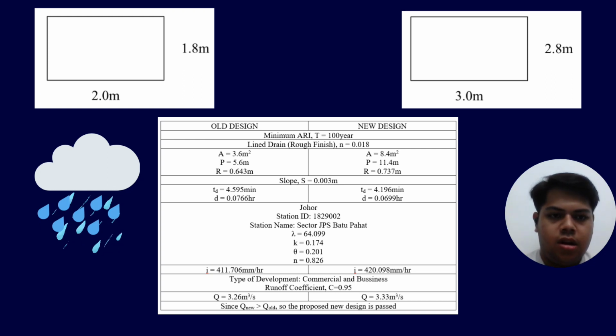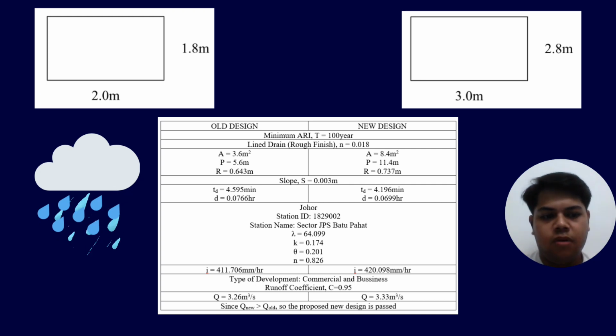So because the location of our project is located in the sector JPS Batu Pahat according to MSMA second edition, from there we will find the data for lambda, k, theta, and n to calculate the IDF curve for both designs. And the runoff coefficient is 0.95 because the type of development of this area is commercial and business.